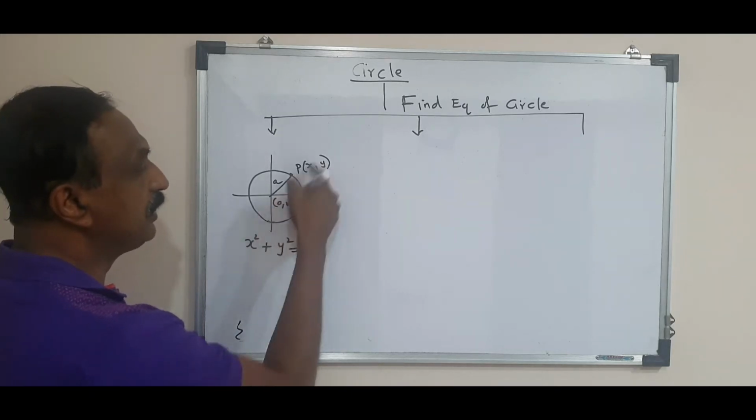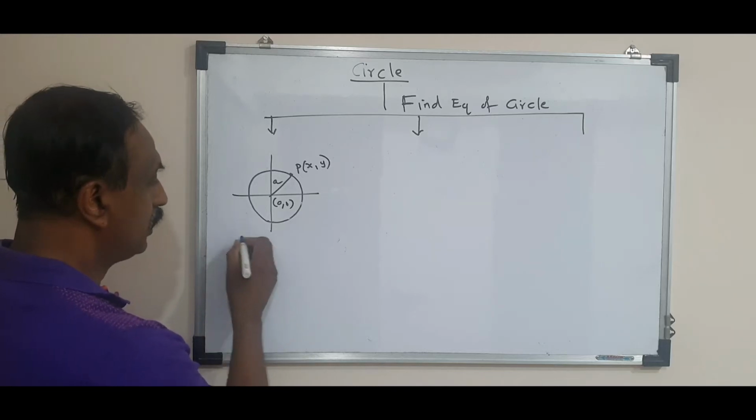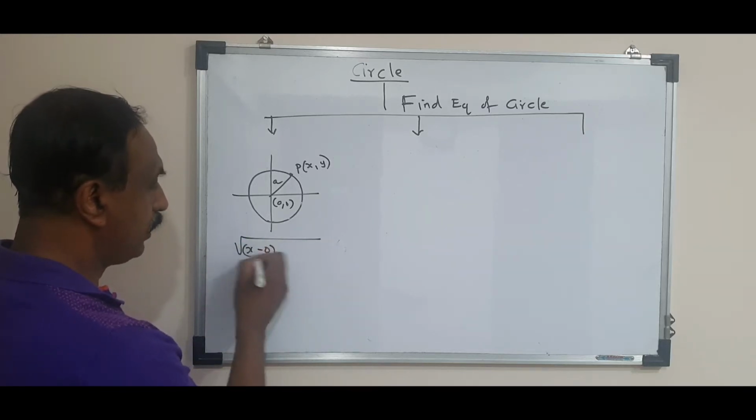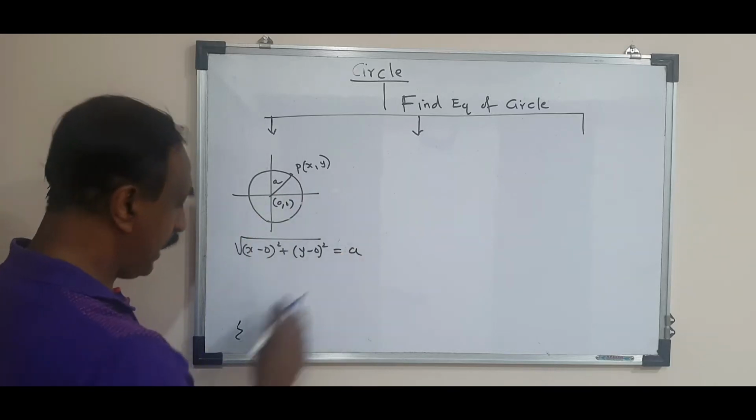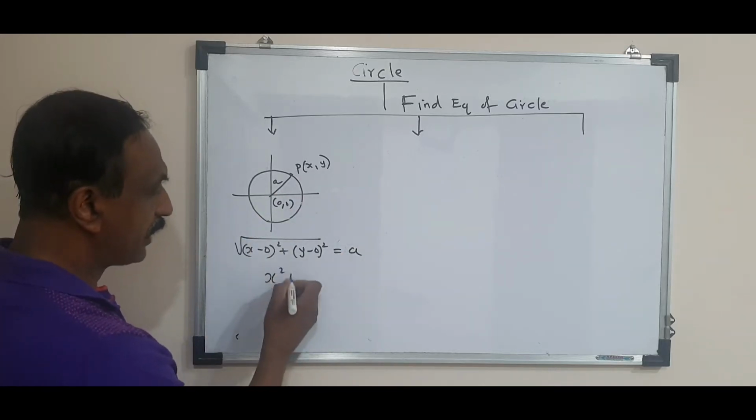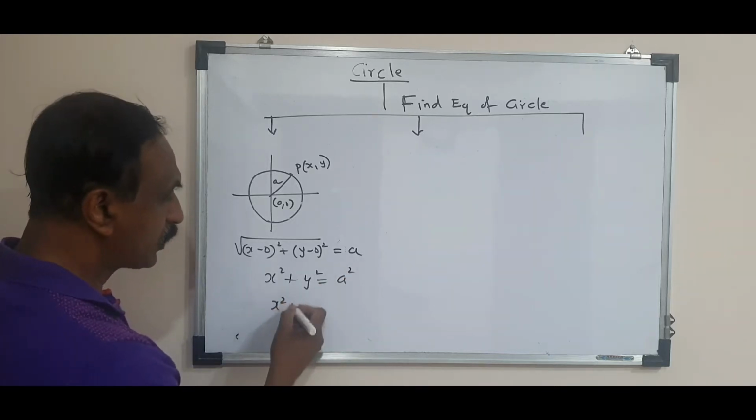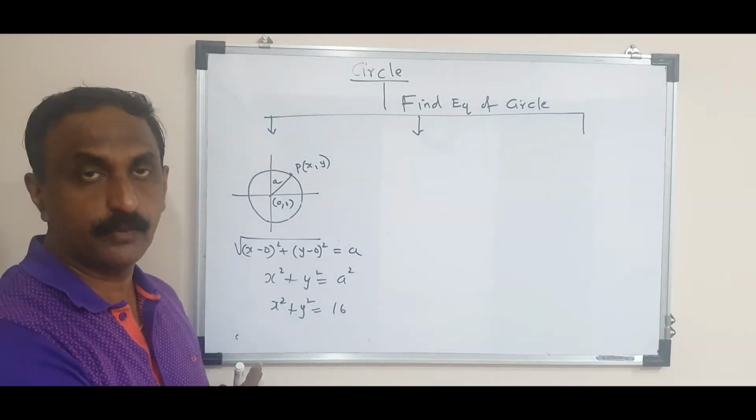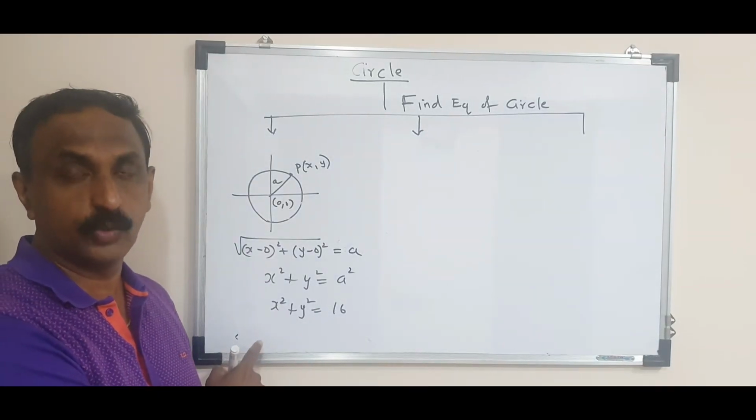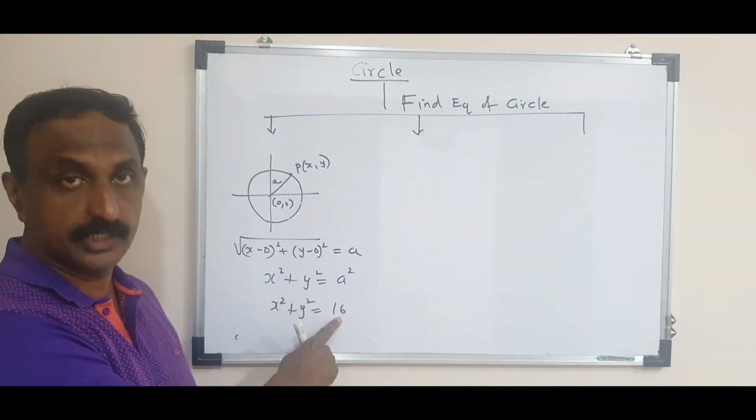The distance from the origin to the point P is the root of x minus 0 the whole square plus y minus 0 the whole square, and that should be equal to the radius a. From there we derive x square plus y square equal to a square. Which means if I write x square plus y square equal to 16, immediately you should say this equation represents a circle with center at the origin and radius 4. Square root of 16 is 4, so the radius is 4.